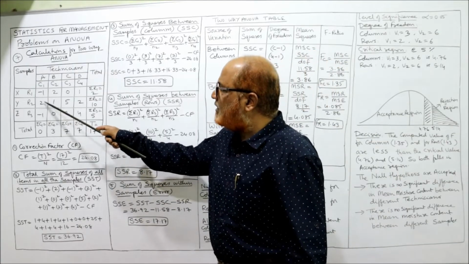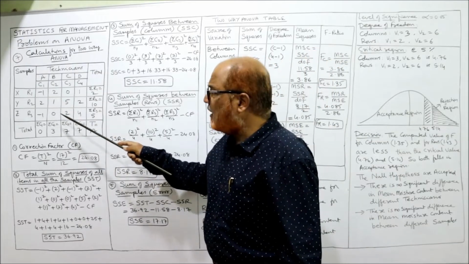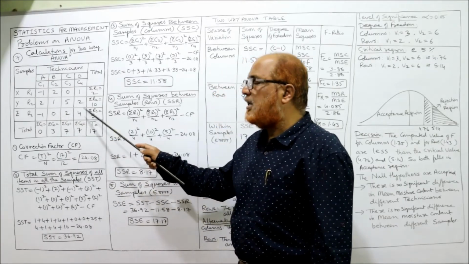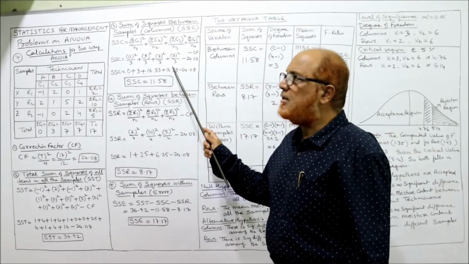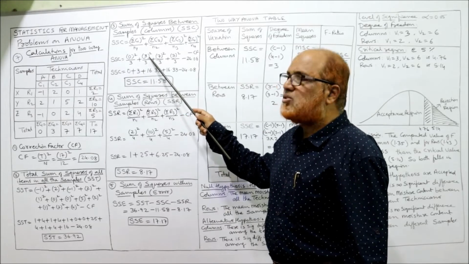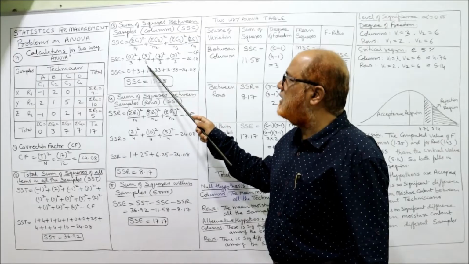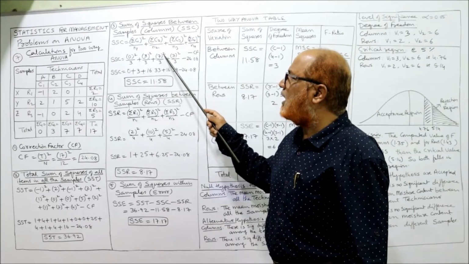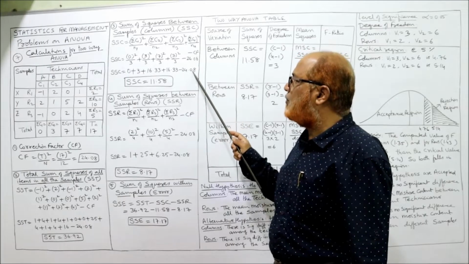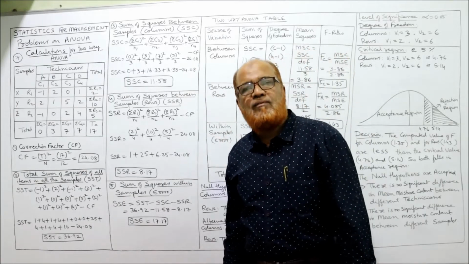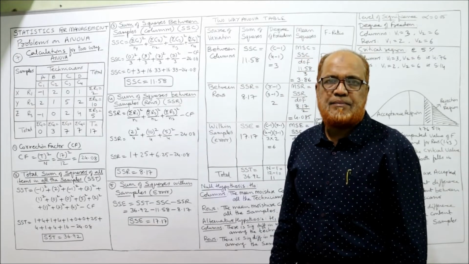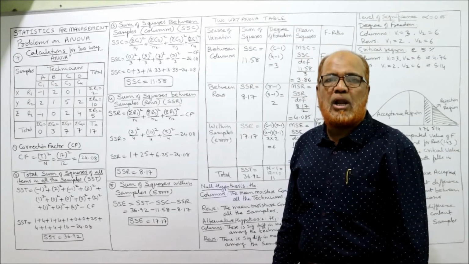In each column we have 3 items. Every column has 3 items, so N1 is 3, N2 is 3, N3 is 3, N4 is 3. Zero squared by 3 is 0 only. 3 squared is 9, and 9 by 3 is 3. 7 squared is 49, and 49 by 3 is 16.33. 16.33 minus CF 24 gives 11.58, which is the SSC, the sum of squares between columns.